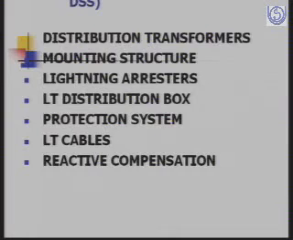Then we have the 11 kV feeders. We'll come to the feeders and lines later on, but from the 11 kV feeders, we have the distribution transformers, which provide step down to the consumer voltage. So the distribution substation consists of the distribution transformers, its mounting structure, lightning arresters on the distribution transformers, and LT distribution box, protection system for the distribution transformers, LT cables, and reactive compensation is now being provided on distribution transformers as well to control the power factor and the MVAR drawl from the system.